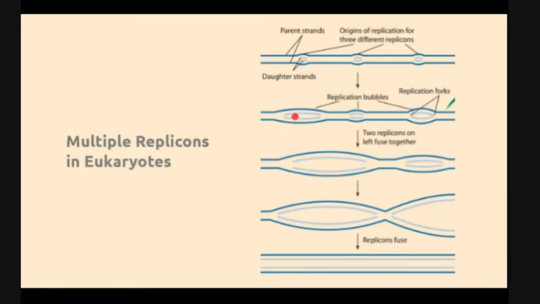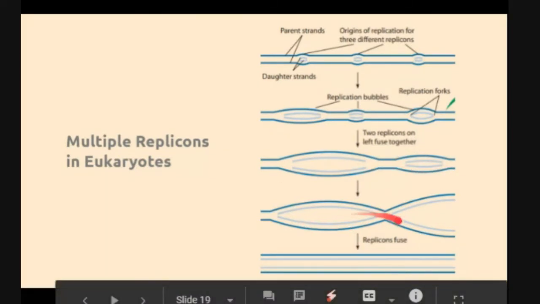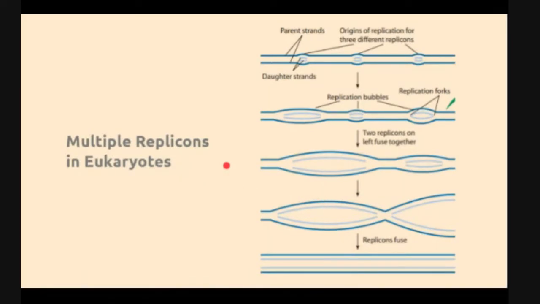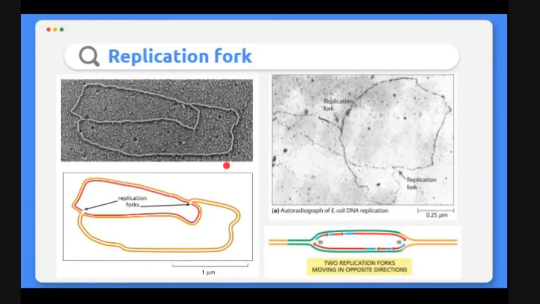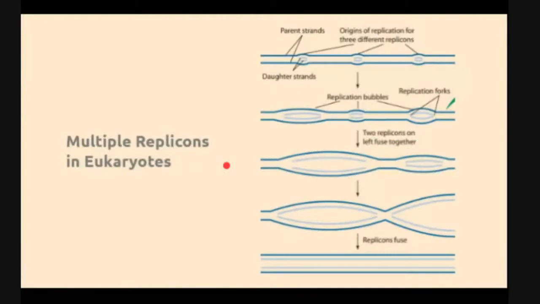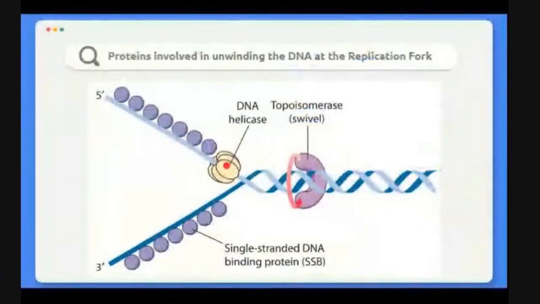And these replication origins, as they progress, they combine with each other until all of these fuses together and thus creating now your new DNA strands. Okay? So, ganyan yung itsura kapag linear yung DNA mo sa eukaryotes, in comparison to the circular DNA in bacteria. Okay, so now let's take a look at the proteins involved in unwinding the DNA at the replication fork.